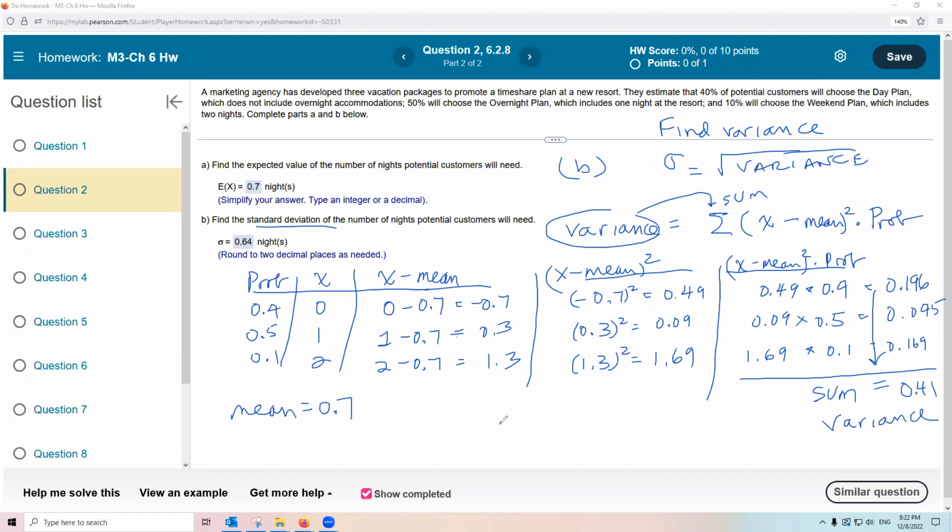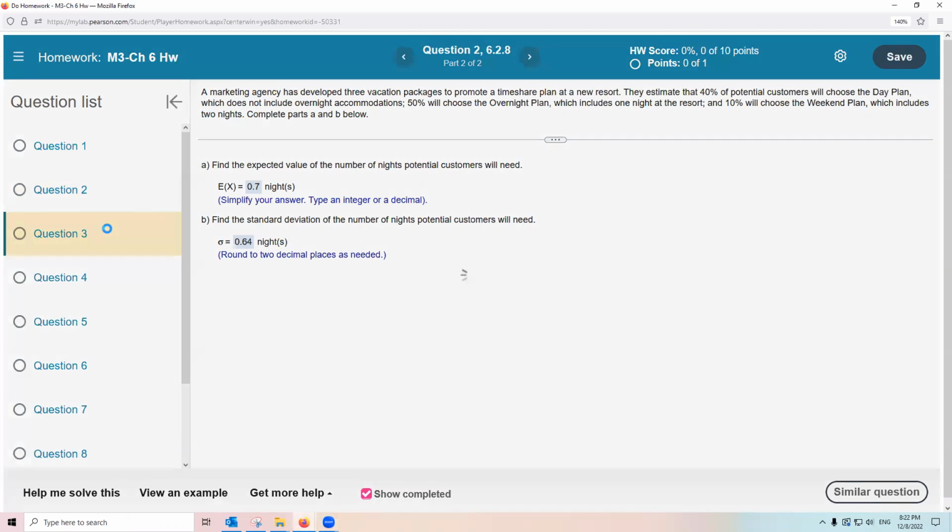This problem is asking us for the standard deviation. Well, the standard deviation, that's that Greek letter sigma, is the square root of the variance. So this is going to be the square root of 0.41. If you work that out on your calculator, it works out to be 0.64. Remember, the standard deviation is measuring how spread out the data is. All right. So that one's a little messy, but let's go to number 3.